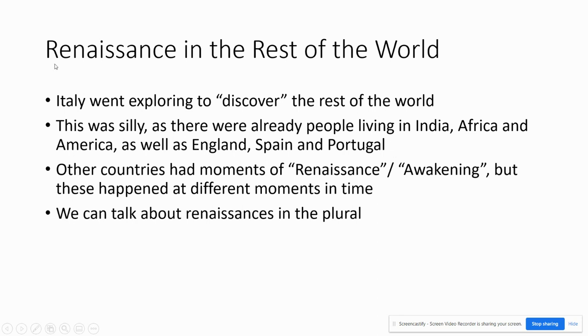So when we look at Renaissance with a capital R, we think of the one in Italy, but other countries and other places had their moments of Renaissance, rebirth, awakening, but these happened at different moments in time, depending on what was happening in that country at that point. So we can talk about Renaissances in the plural. South Africa has had its Renaissance, but that's a matric level thing to talk about.